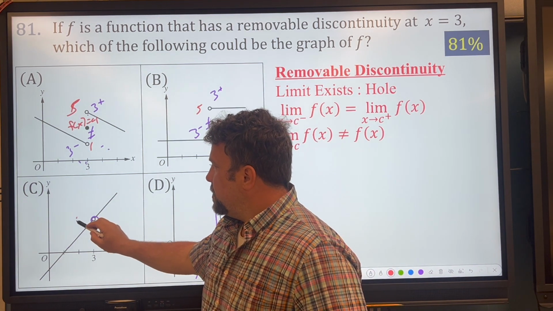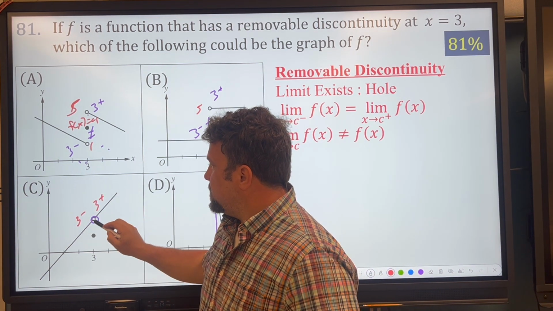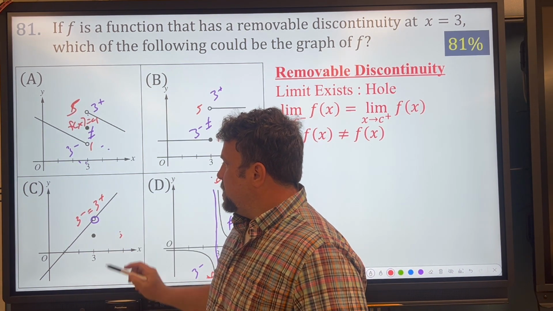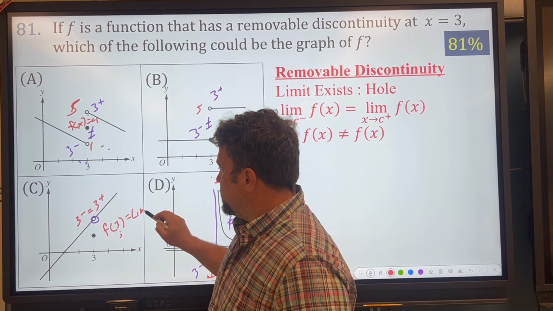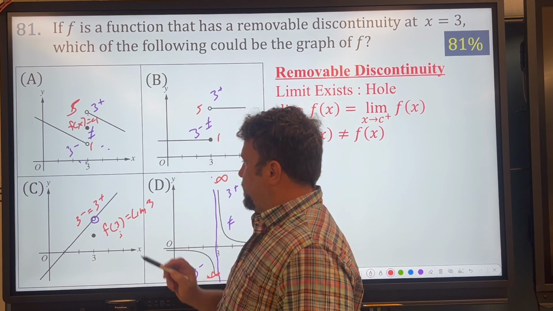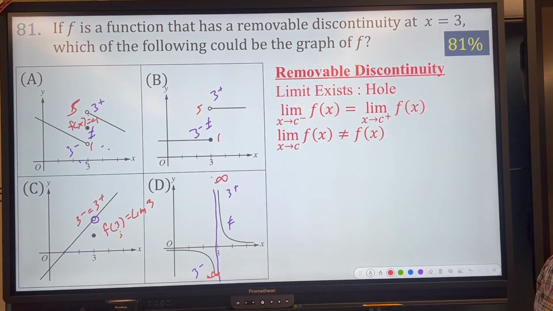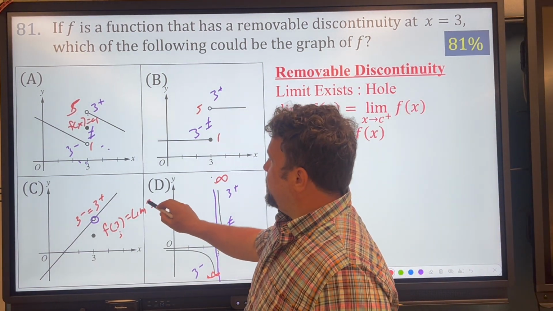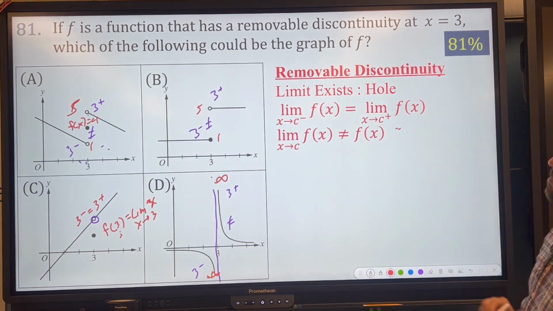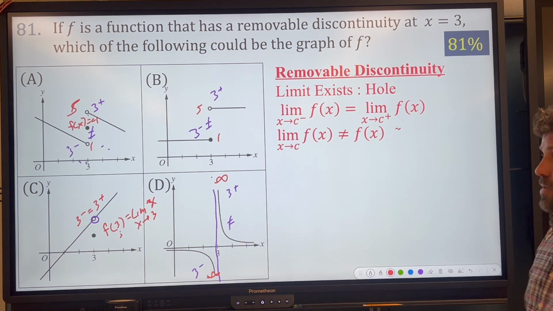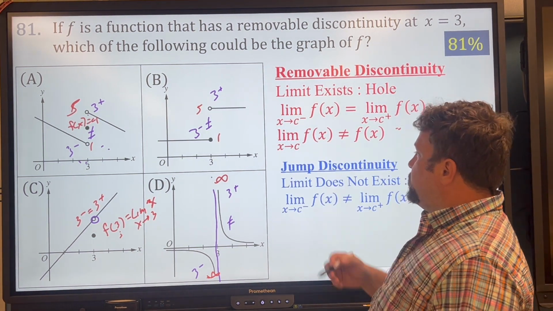Here, 3 from the negative and 3 from the positive, the limits are equal. The only thing that's different is f of 3 is not equal to the limit as x approaches 3. They're not equal. Now there's 2 other types. So obviously the answer is C. A jump discontinuity.